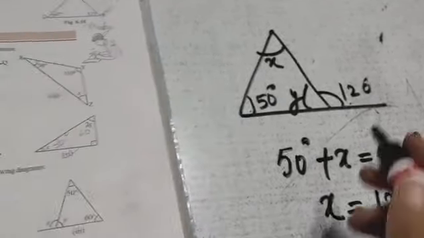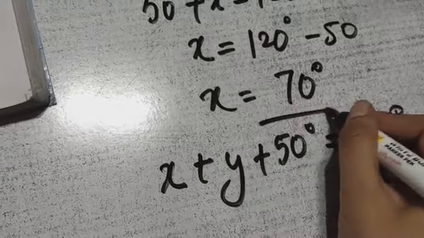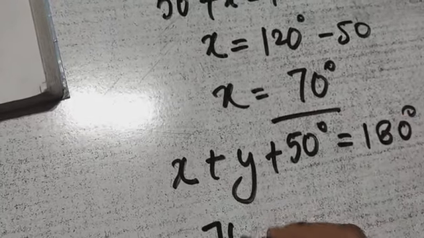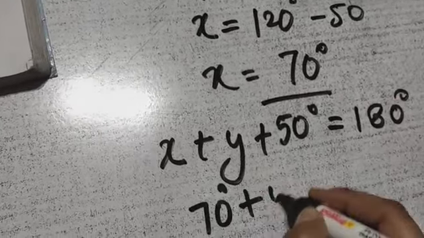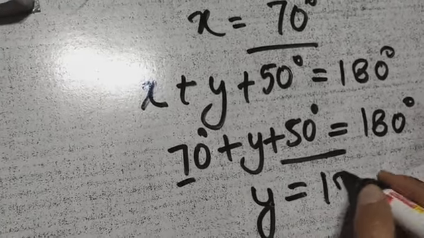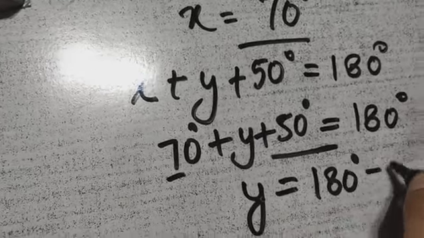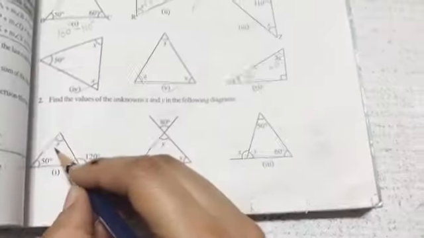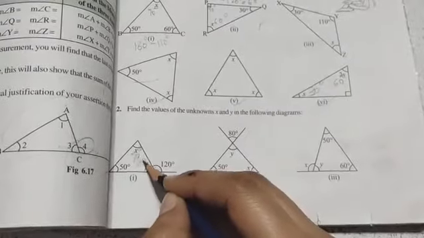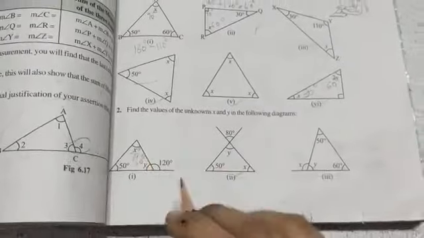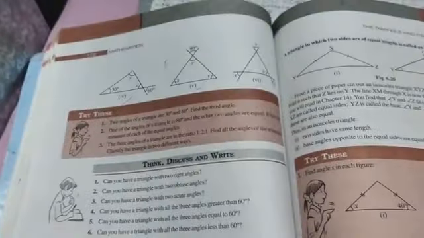Now the sum of all angles of a triangle, that is x plus y plus 50, is equal to 180 degrees. X is found, so we will put in place of x 70 degrees, plus y plus 50. So 70 plus 50 will be 120. So y will be left here: 180 degrees minus 120, that is y is equal to 60 degrees. So we have found both x and y. X will be 70 and y will be 60. In a similar way you have to find out the next one also.